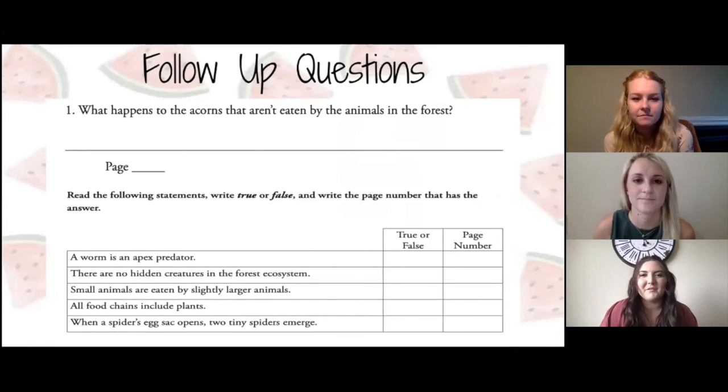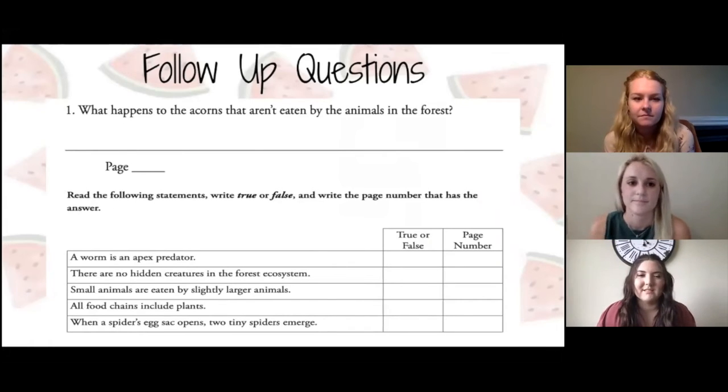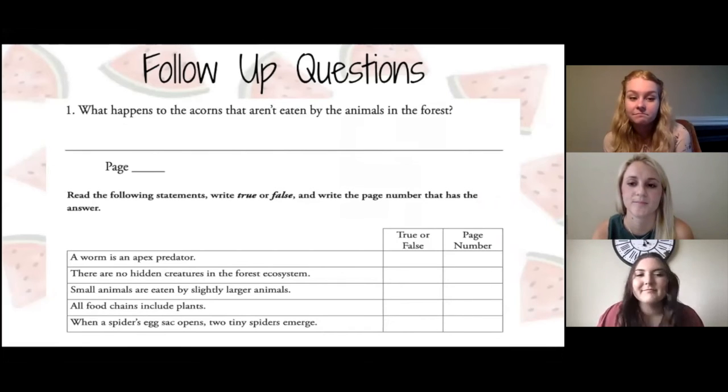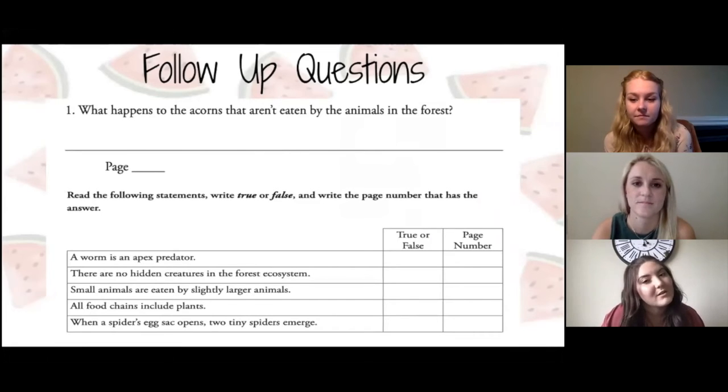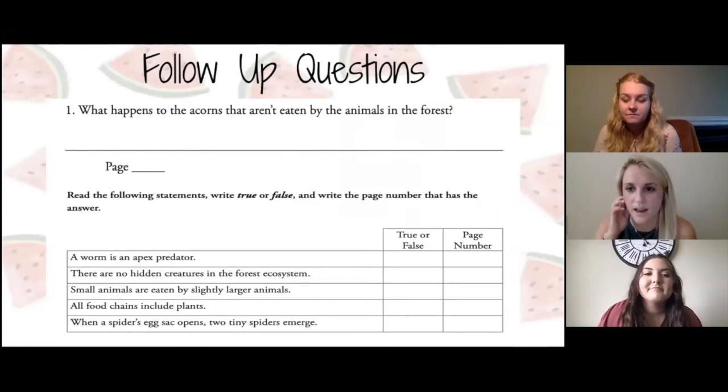Alrighty, it's time for some follow-up questions. Number 1, what happens to the acorns that aren't eaten by the animals in the forest? What happens? I don't know. Maybe they stay there on the ground? Oh, I could see that happening.